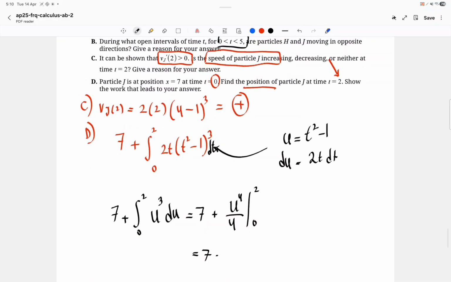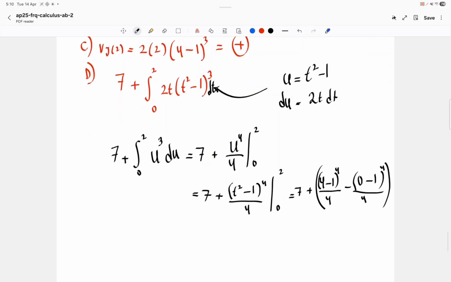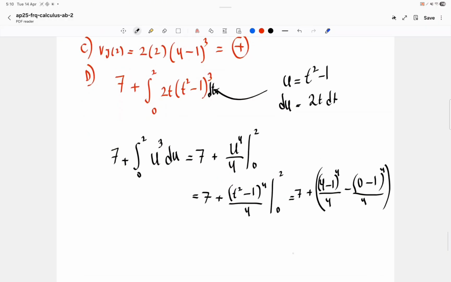And now replace the u back with t squared minus 1 to the power of 4 over 4, from 0 to 2. So 7 plus, and then at 2, put 2 squared, so 4 minus 1 to the power 4 over 4, minus, put 0 squared minus 1 to the power 4, which is 1 over 4. With u disappears, right? Yeah.